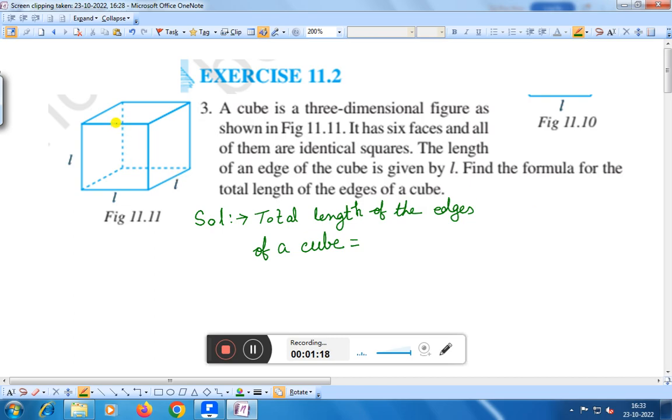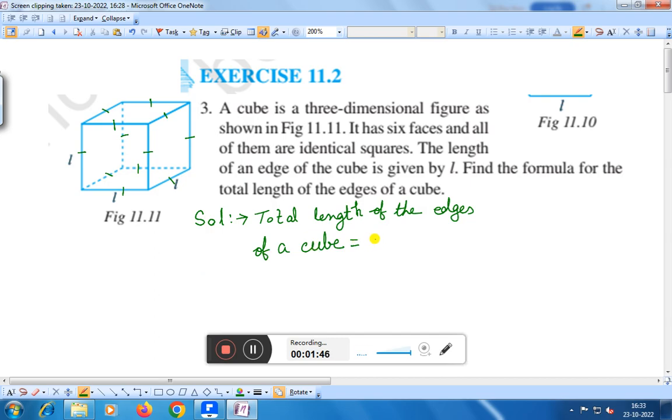If we count them, right here, you count 1, 2, 3, 4, right? 5, 6, 7, 8, 9, 10, 11, and 12, right? Then actually there are 12 edges of a cube, right?